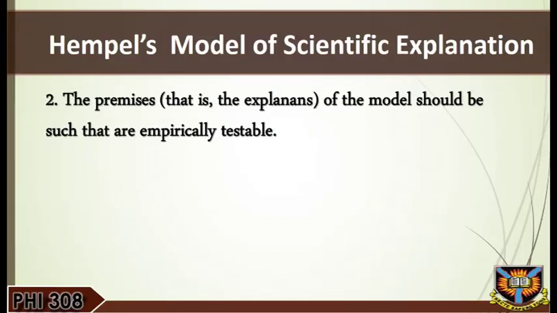The second requirement a scientific explanation must meet is that of testability. By this requirement, Hempel means that the premises, that is, the explanans, of the model should be such that are empirically testable. In other words, if one makes a metaphysical claim about the world, or if one's law-like statements are of the metaphysical kind, they do not, according to Hempel, constitute an acceptable scientific explanation. In the same way, when the explanans comprise analytic claims which have no extra-linguistic context, the explanation cannot be said to constitute an acceptable scientific explanation.